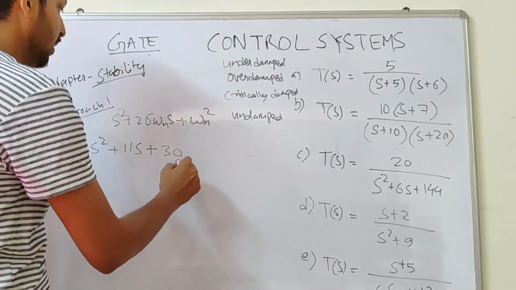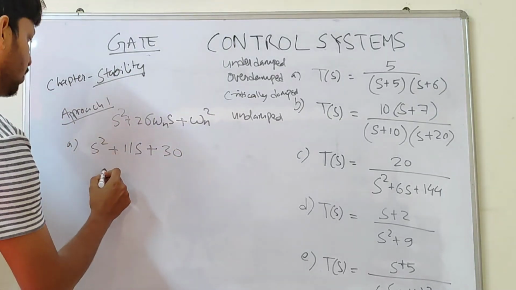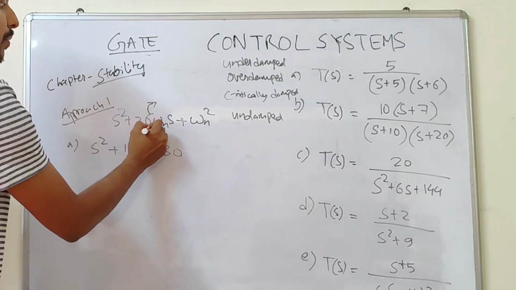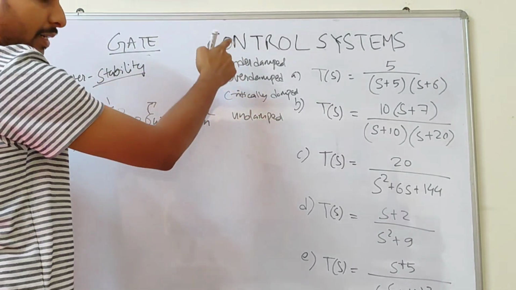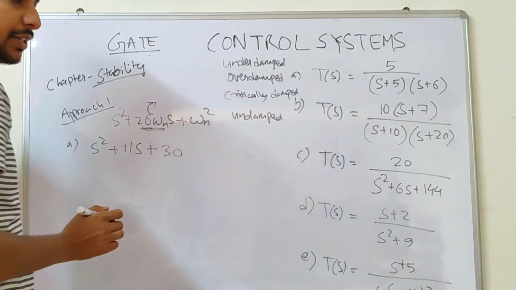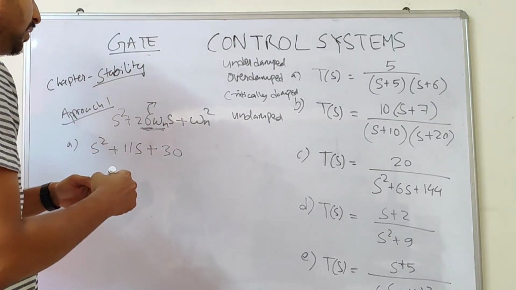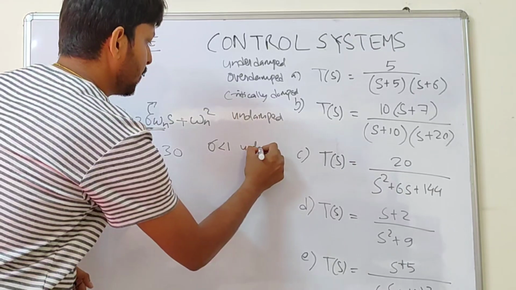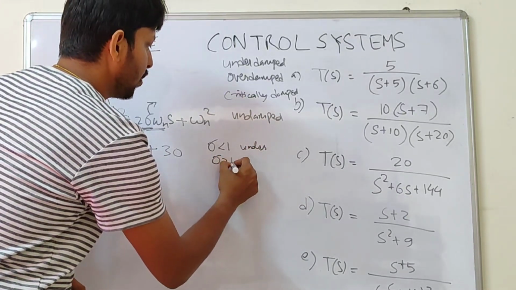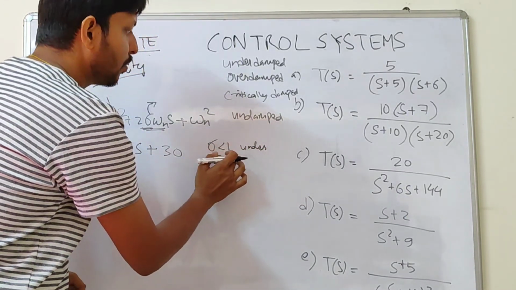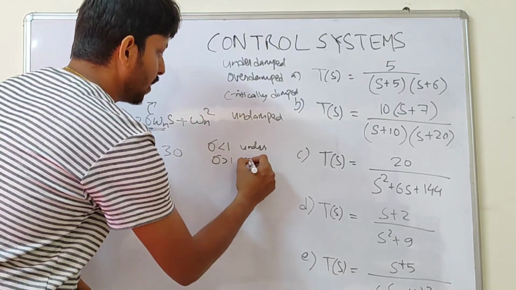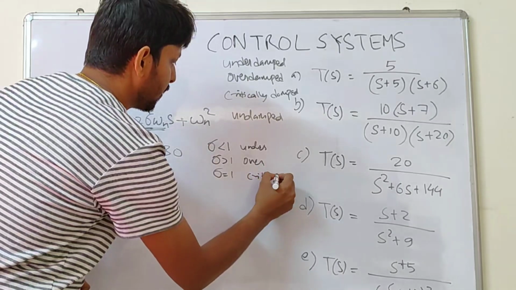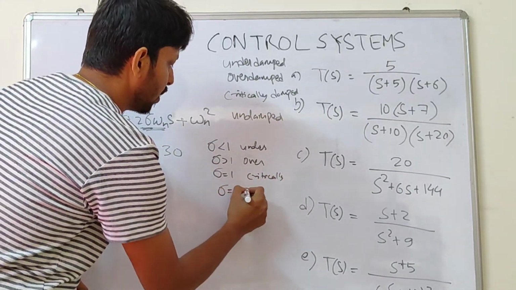omega n is root 30. We are trying to find the sigma, because the sigma will decide which of these 4 categories this transfer function lies into. Okay, so the rule is, if sigma is less than 1, underdamped. Sigma is greater than 1, overdamped. Sigma equals 1, critically damped. And sigma equals 0, undamped.